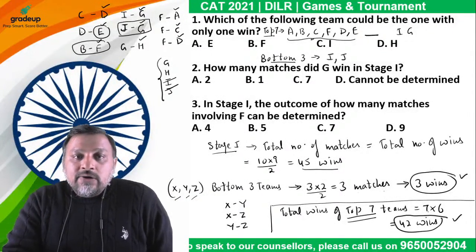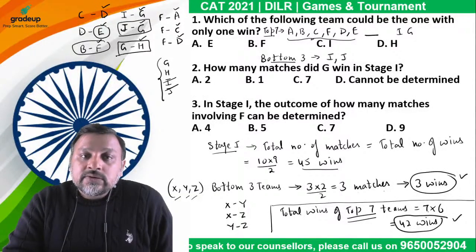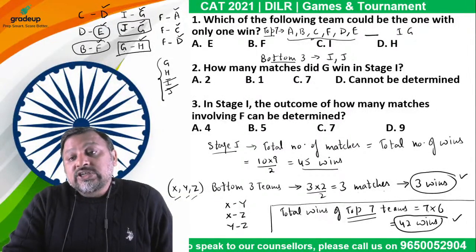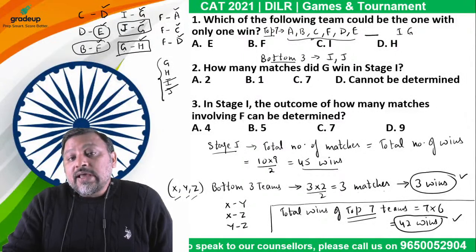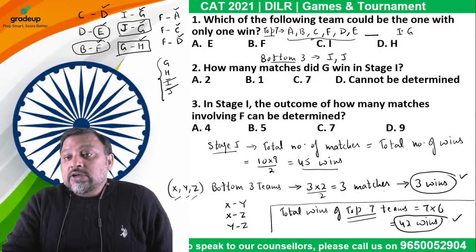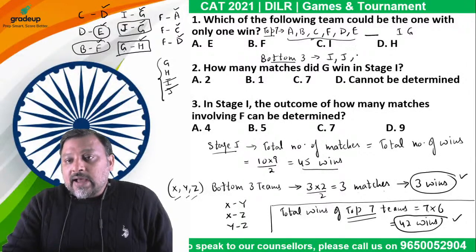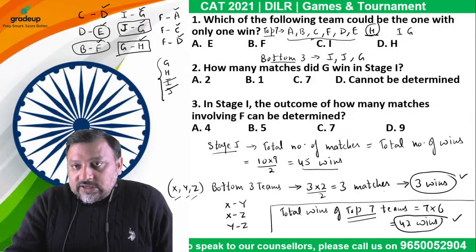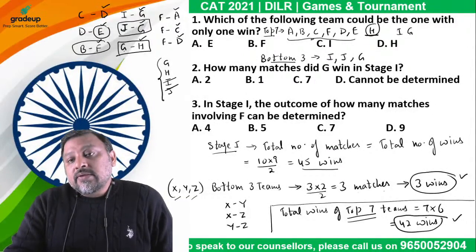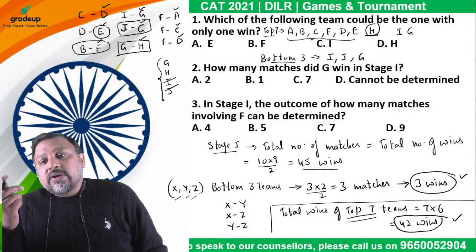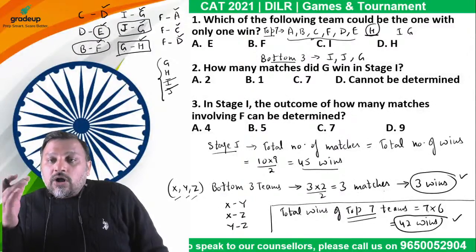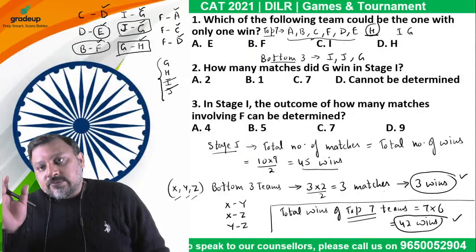Okay, and we have this information that H won against G. So if you put G here, and G has lost against H, then H should also be here. So that is why G cannot be here. It has to be H. Because if we have G here, then H will also come here. Because we know the bottom 3 teams have lost all their matches against top 7 teams.